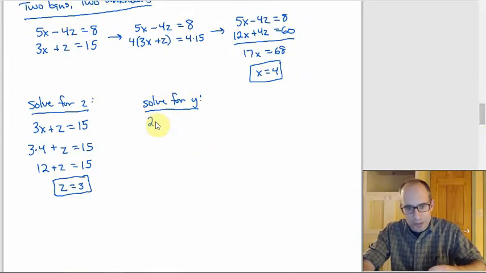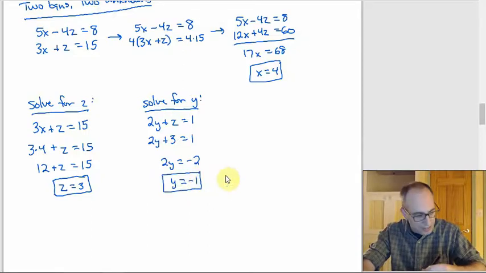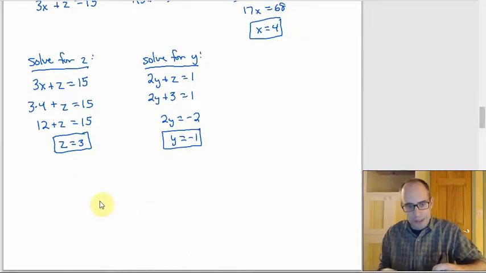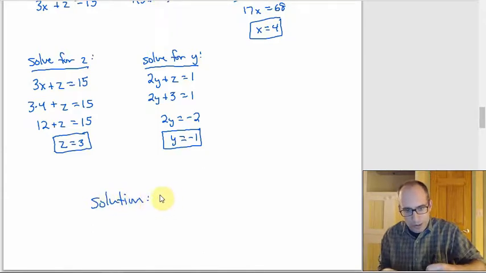So if we have 2y plus z equals 1, but we know that z is 3, then we got 2y plus 3 equals 1, or 2y equals negative 2, which means that y is negative 1. Okay, that's the missing piece. So we got our solution. So to write the solution out as an ordered triple, it would be 4, negative 1, 3.